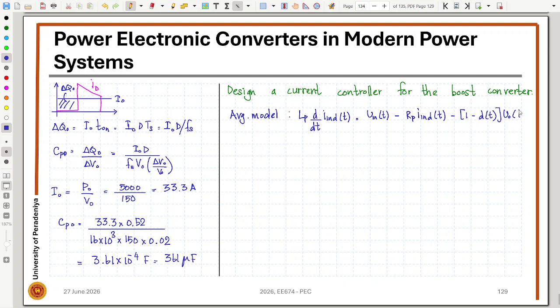You would be able to prove that the average model for this converter is Lp d over dt of i inductance(t) is equal to v in minus Rp times i inductive current minus (1 minus d(t)) times v out(t). So you can see this is going to be a non-linear one, so we can use the operating point model.